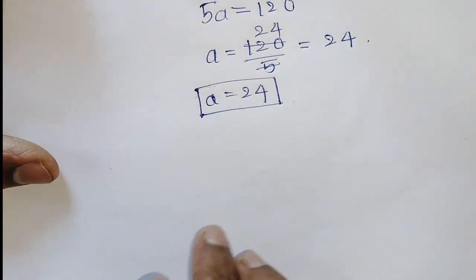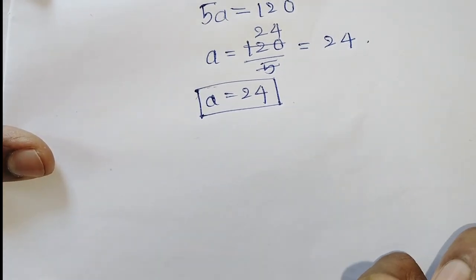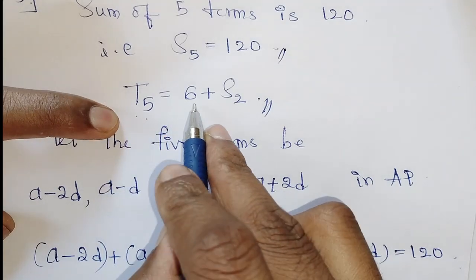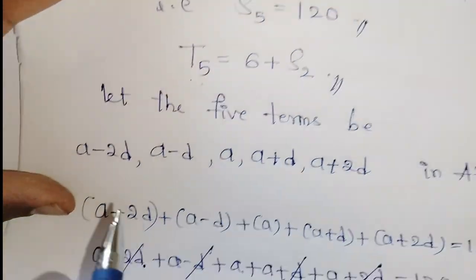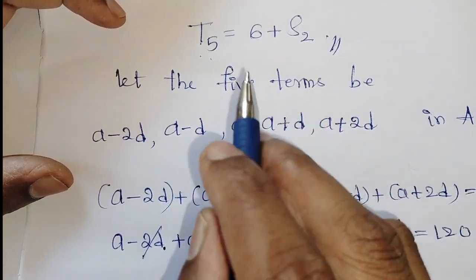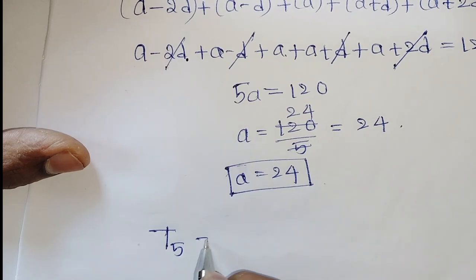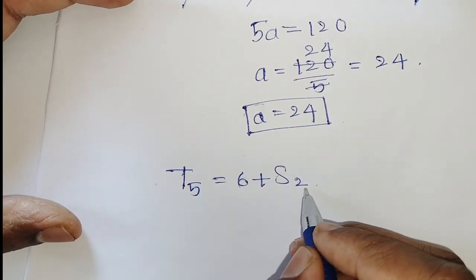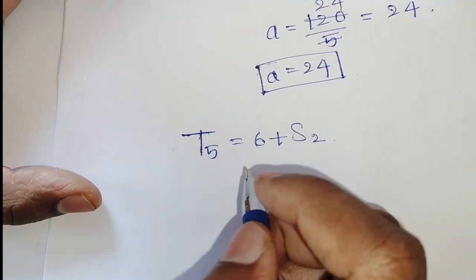We found the first term, and now we have to find the common difference. Here it is given that the fifth term is 6 more than the sum of the first two terms, that is the sum of A minus 2D and A minus D, plus 6 is the fifth term. T5 means term number 5; T stands for term.